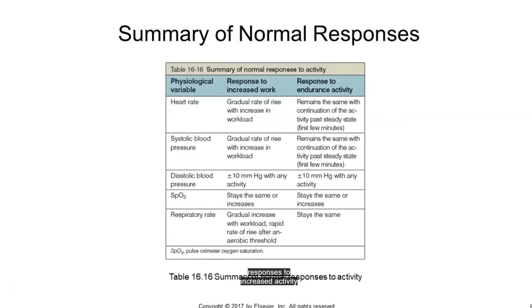Normal responses to increased activity include a gradual rise in heart rate and a plateau in response to activity past the steady state, as seen in endurance activity, a gradual rise in systolic blood pressure and again a plateau once the patient reaches a steady state, a 10 plus or minus change in diastolic blood pressure with an increased activity or endurance activity, a gradual increase in respiratory rate and maintenance or increase in SpO2.